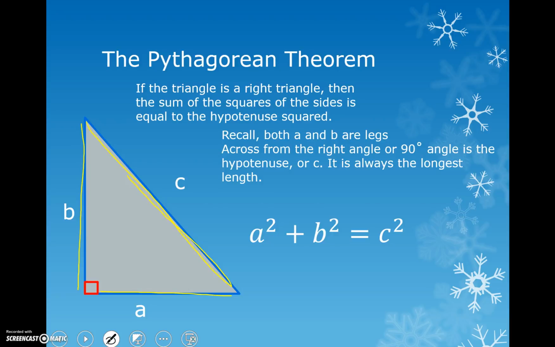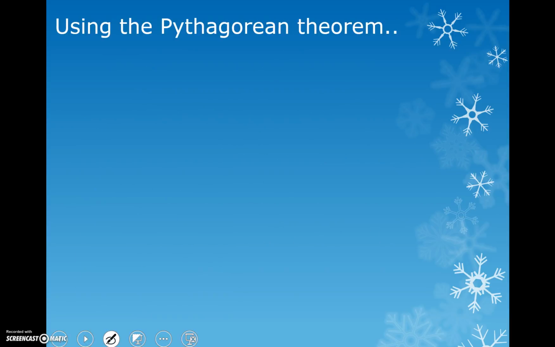Now C is always the largest number because it's across from the biggest angle. The other two angles are going to be acute angles, so A and B are always going to be smaller. So we always make sure the hypotenuse is in C's spot. Okay? Let's go ahead and do some examples with this.